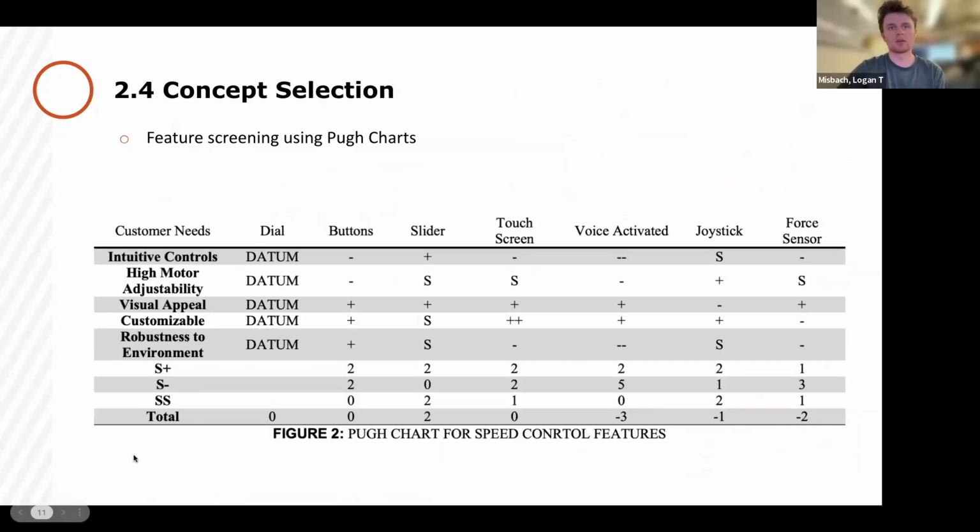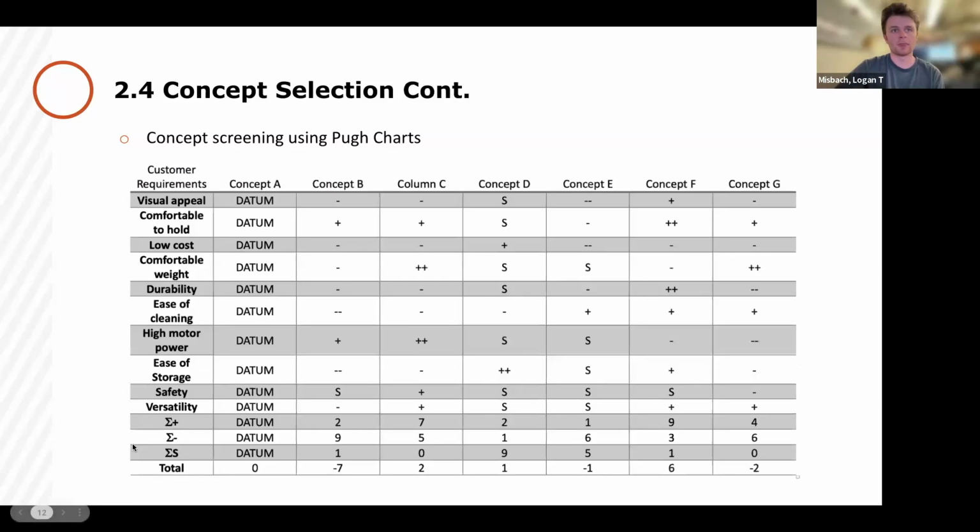After the initial concepts were generated in the first round of concept generation, Pugh charts were used for both feature and concept screening. Pugh charts are a very quick method of screening decisions based off of customer needs, using rankings of positive or negative quality when compared to a chosen datum concept. This analysis was for deciding on an input device or input structure for the hand mixer, and in this analysis we found that the slider was the best concept chosen for that.